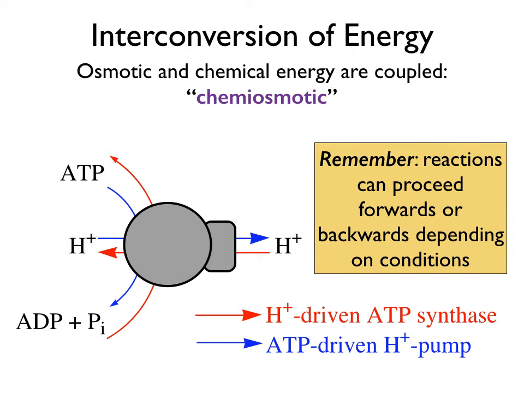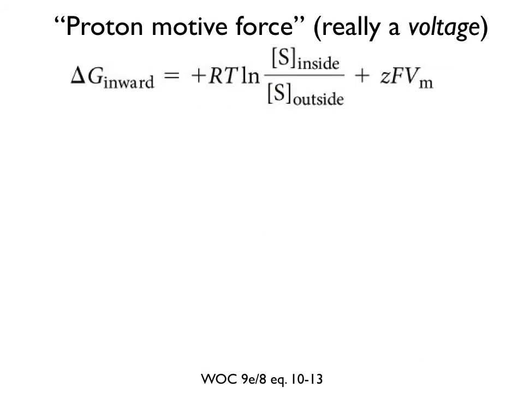The energy stored in this proton gradient is often called a proton motive force, and that's really a voltage. So now you'll remember from our transport discussion that we can store free energy or expend free energy depending on the direction of movement of a charged solute. And we can relate that to the concentration of the solute inside and outside of a membrane, and to the voltage on the membrane and the charge of the solute. So we've already discussed that in our transport discussion. So we can use that equation to generate this proton motive force, or voltage.